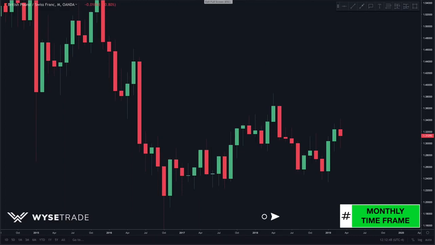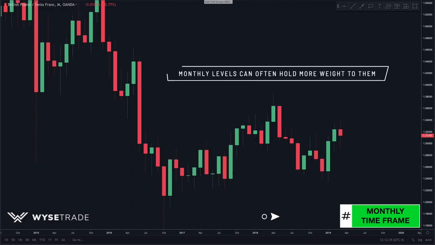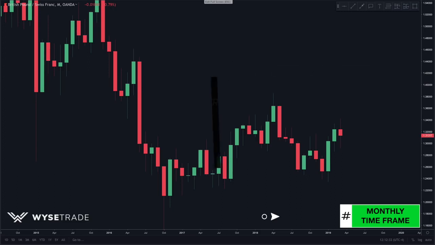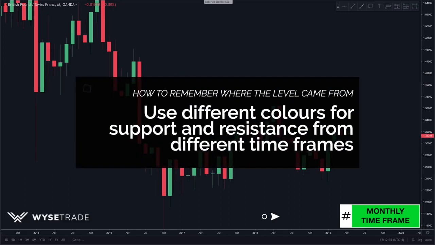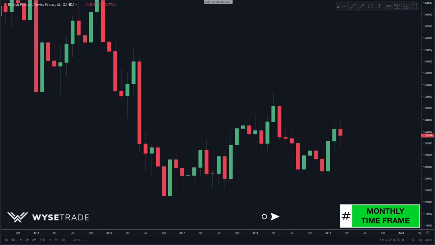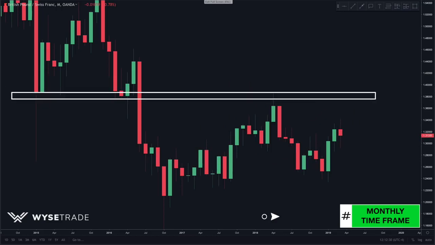So here in the Pound Swiss monthly time frame, we often find that monthly levels can hold more weight if used correctly. Also, when you jump between time frames, you'll forget where the level of support or resistance came from. So to solve this, we'll make the monthly support and resistance levels a certain color, in this case green, and then the weekly levels will be a different color. Again, starting from the top, we spot this obvious level up here, so we draw it in.